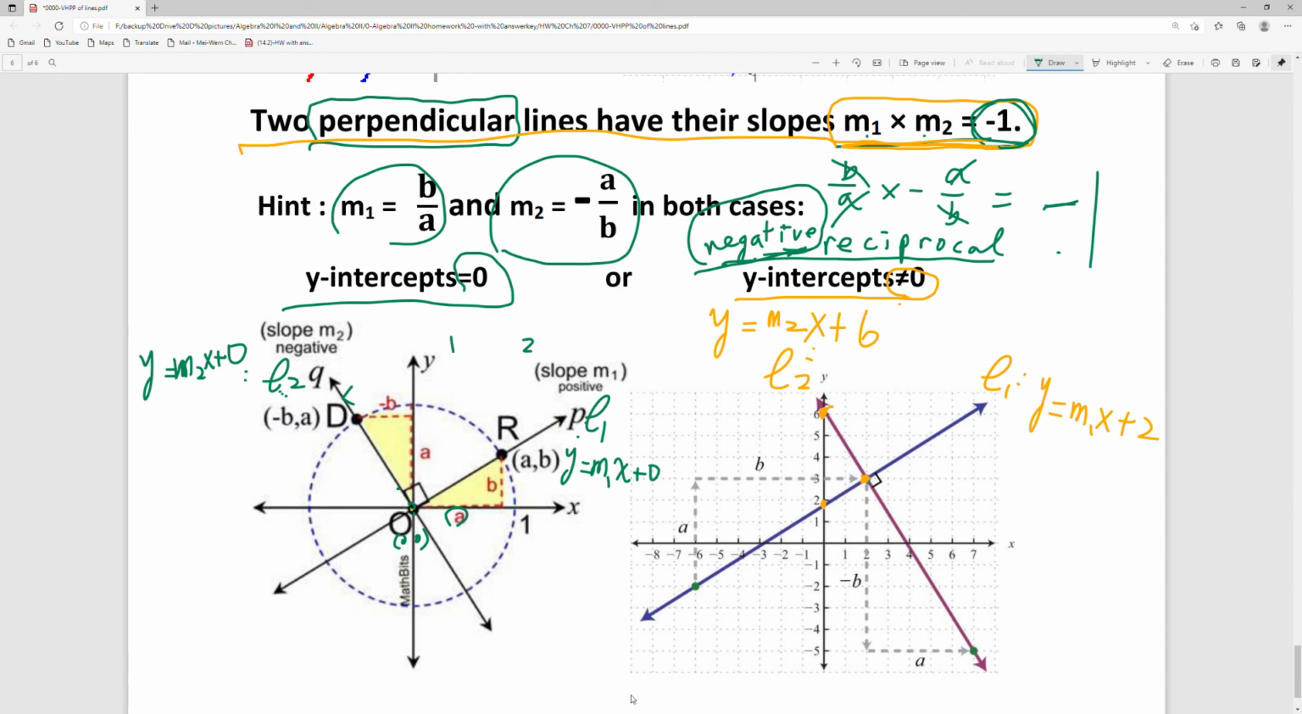Okay, so I'm ending this extra video talking about the horizontal line, vertical line, the parallel line, and the perpendicular line.